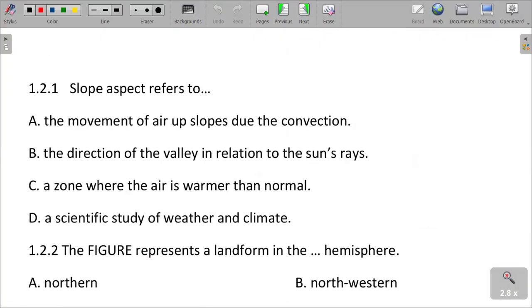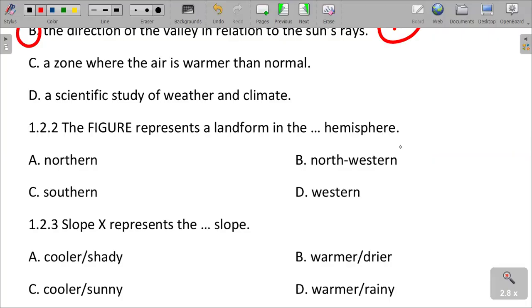Slope aspect actually refers to the direction of the slope of the valley in relation to the sun's rays. How is the sun oriented towards the slope, the orientation of the sun with regards to the slope, we call that aspect. We have also got a video that explains this on the channel.